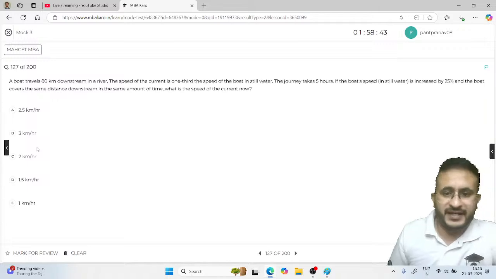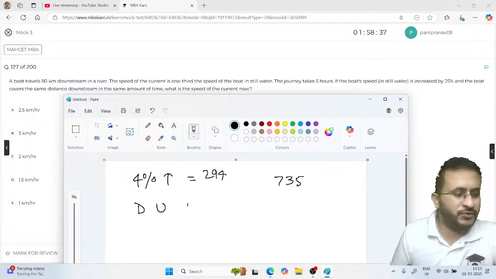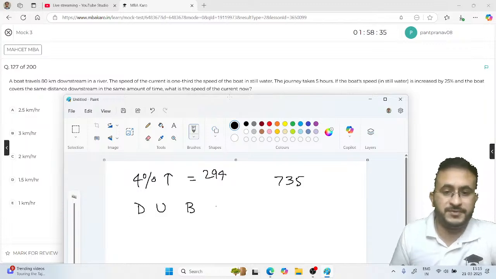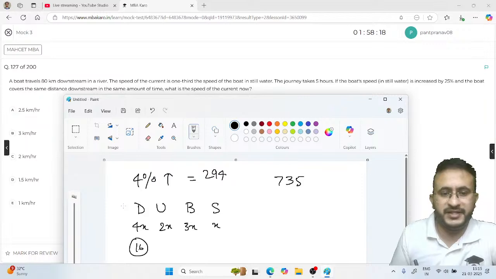A boat travels 80 km downstream in a river. The speed of the current is one third of the speed of the boat. So we have four speeds: downstream speed, boat's upstream speed, boat and stream. So current is one third of boat in water. So boat की speed 3x है. So current की x हो जाएगी. Downstream will be 4x. Upstream will be 2x. Downstream it takes 5 hours. So downstream is 16. Speed is 16. So 8, 12 and 4.